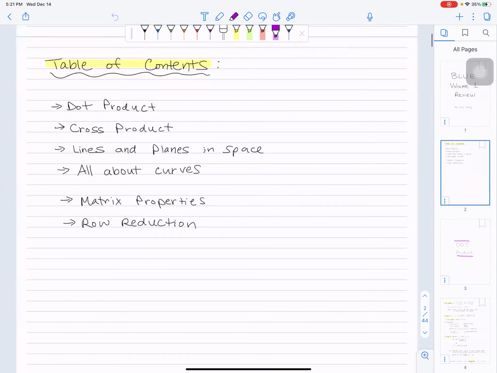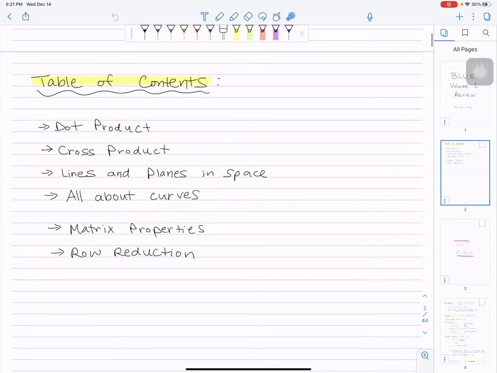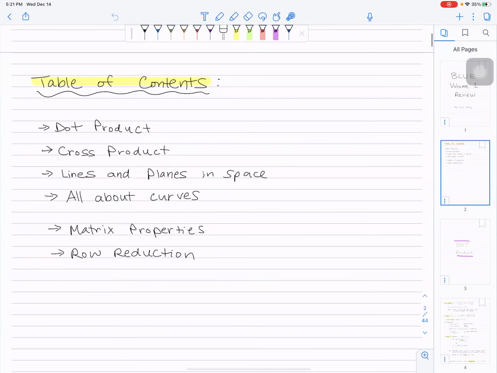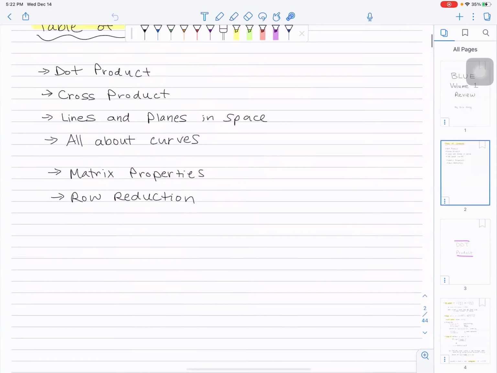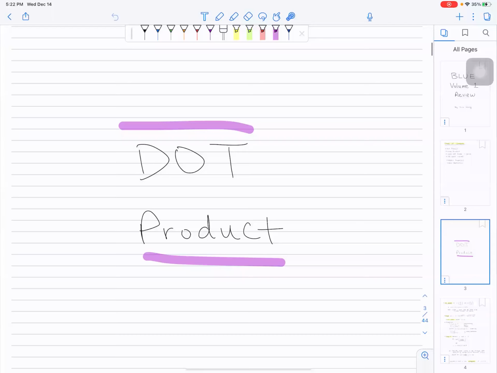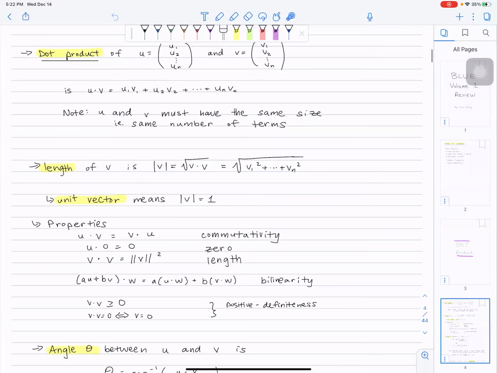So, a bit of review. In Volume 1, we looked at dot product, cross product, lines and planes in space, and then all about curves, and then matrix properties and row reduction. So don't forget all those things from the very first few weeks. Okay, so to start off, dot products, just a quick review.